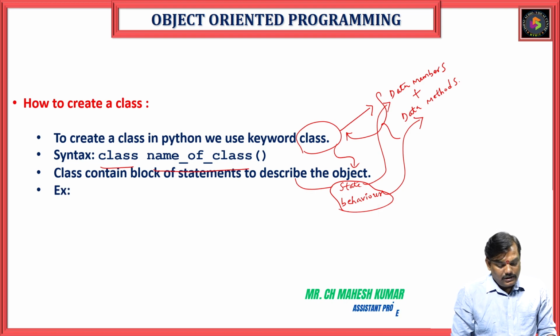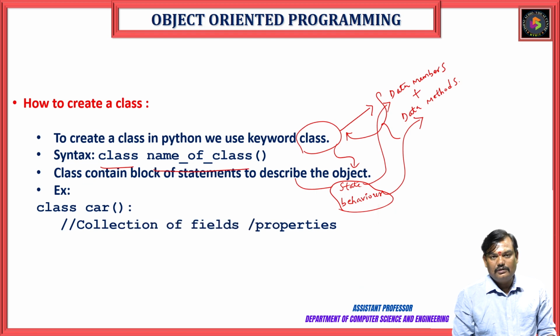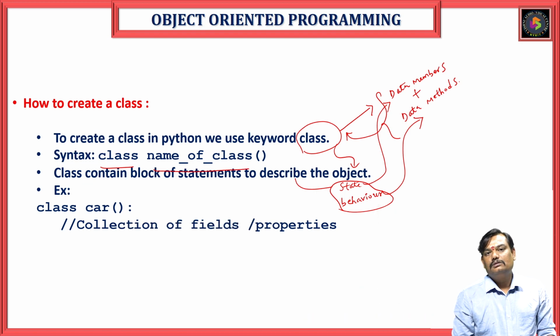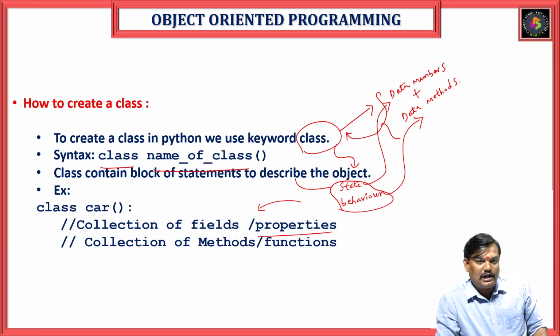Now what this class block consists of is two types of statements. We have to collect data members, where we are going to describe the properties of the object, and we should collect some methods which are used for operations on this particular data of the object. So in this way you have to define the class.